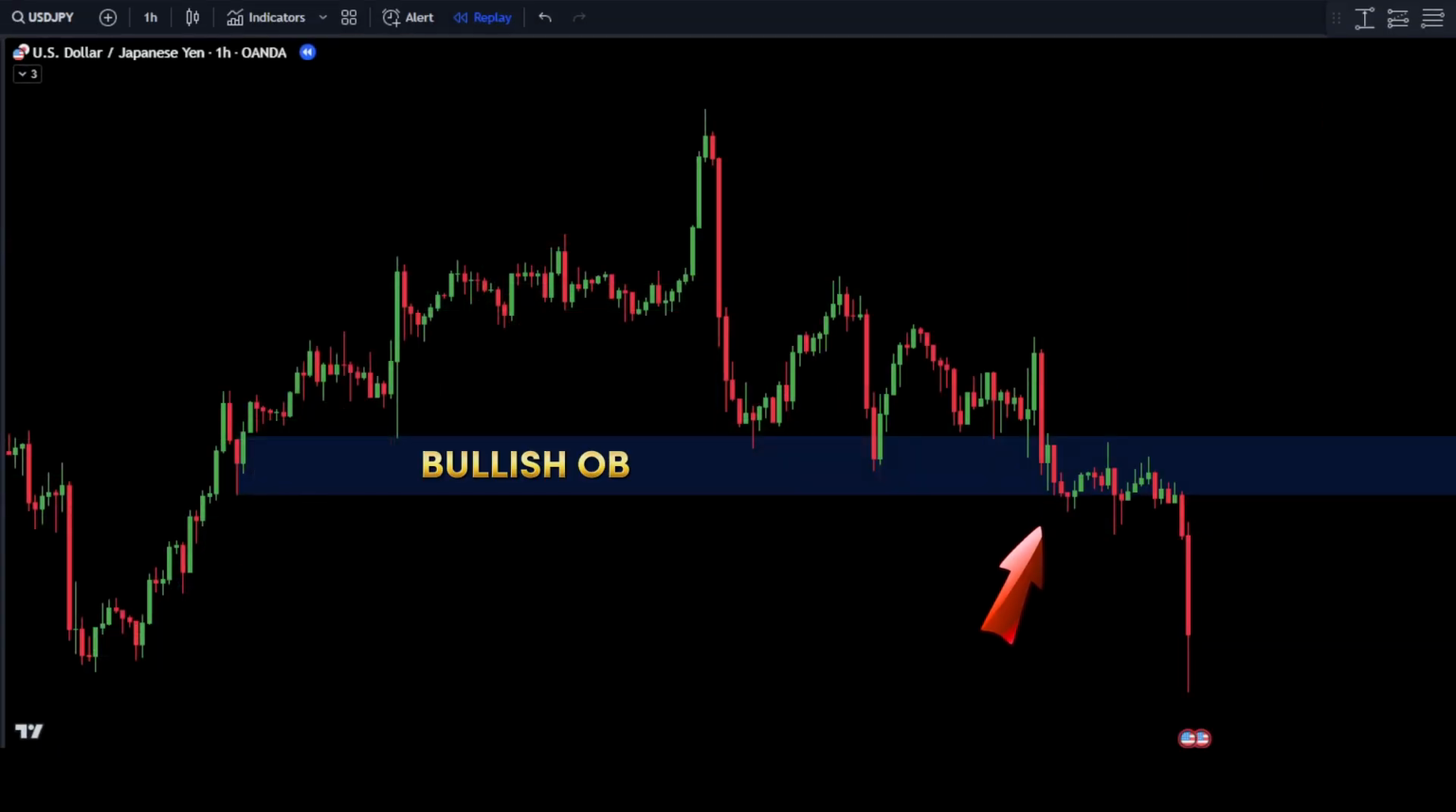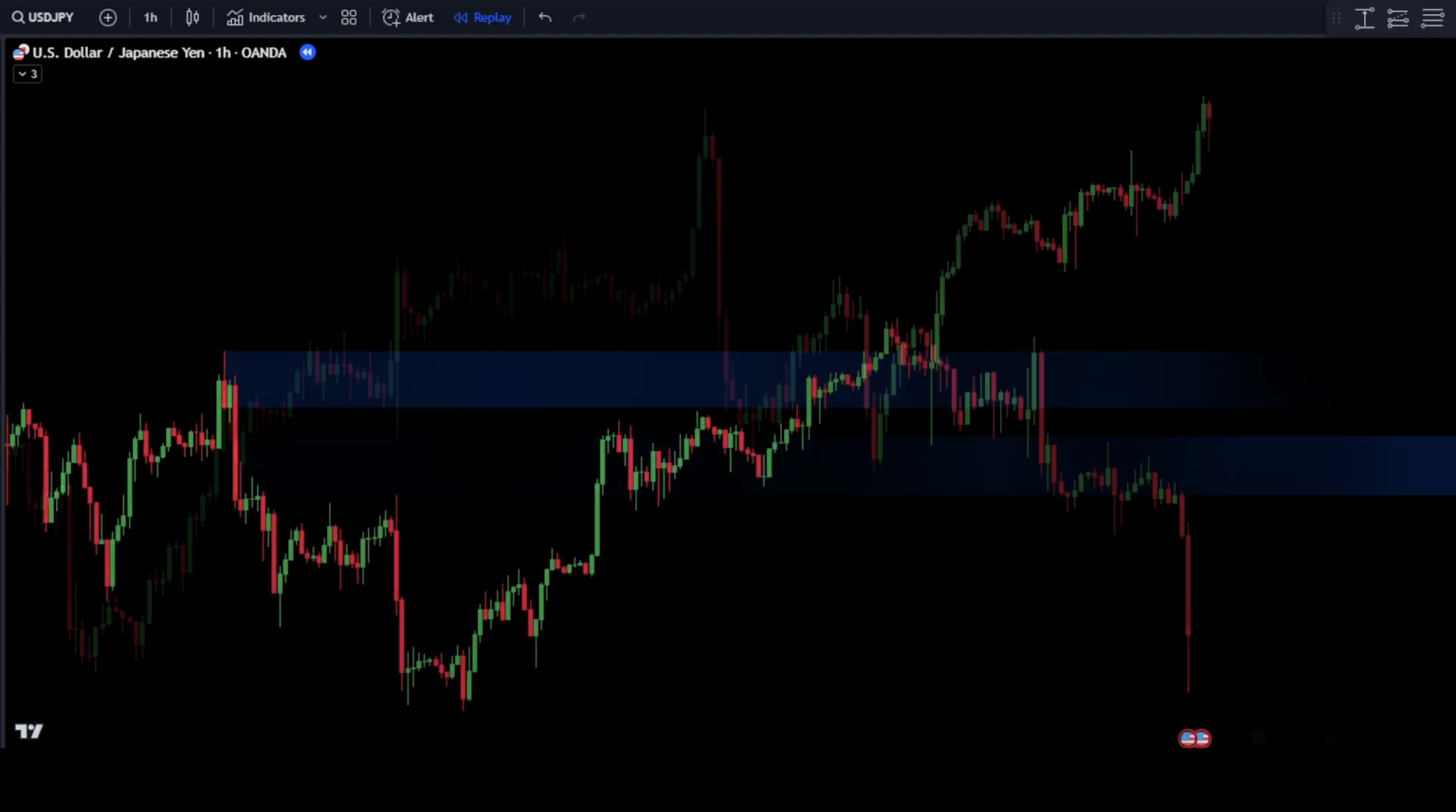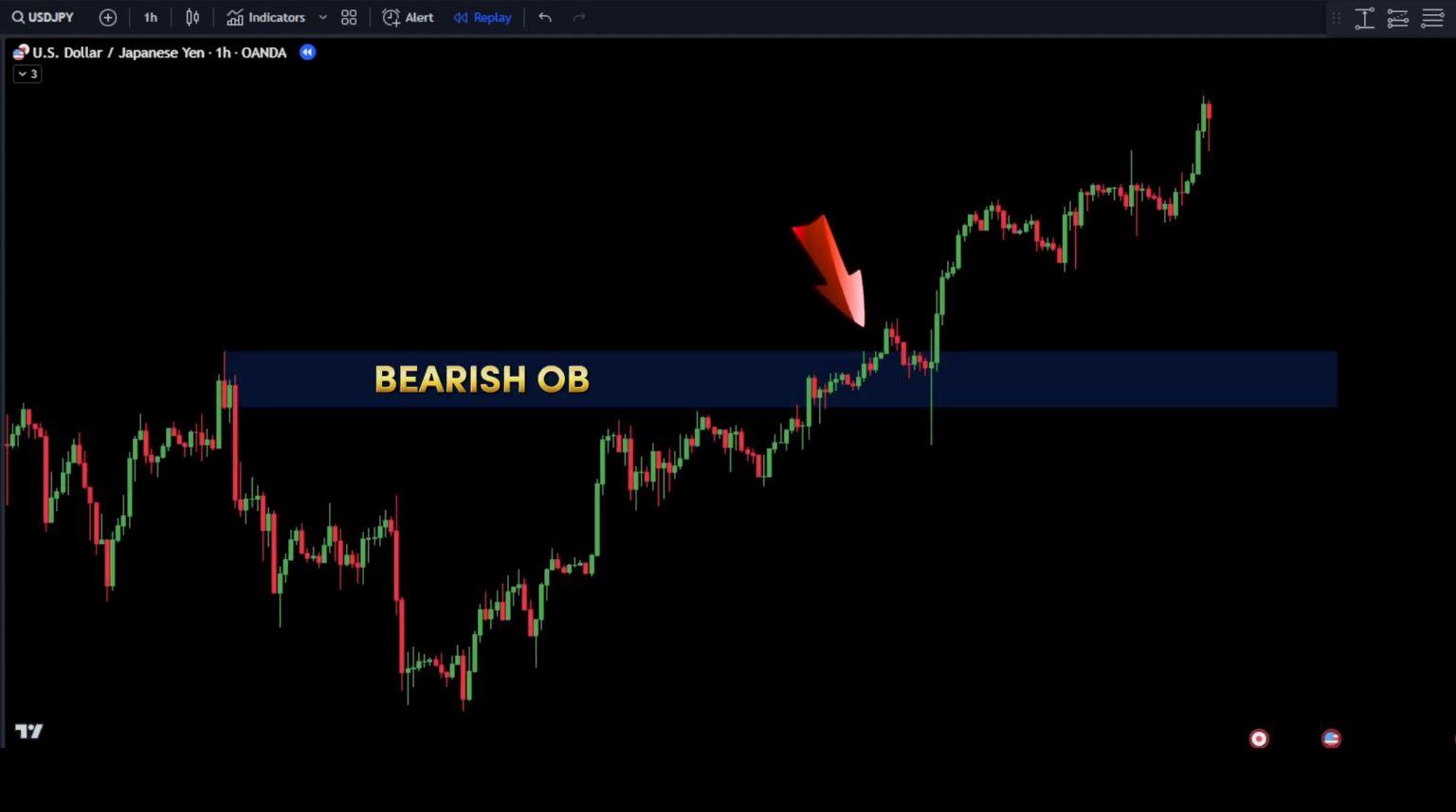Example, if the price candlestick can break through the bullish order block area, the old bullish order block area will automatically turn into a bearish breaker block area. Conversely, if the price candlestick can break through the bearish order block area, the bearish order block area will turn into a bullish breaker block area.